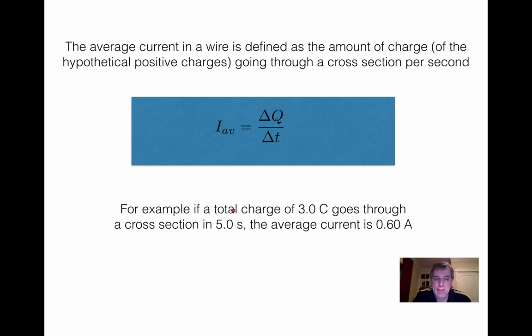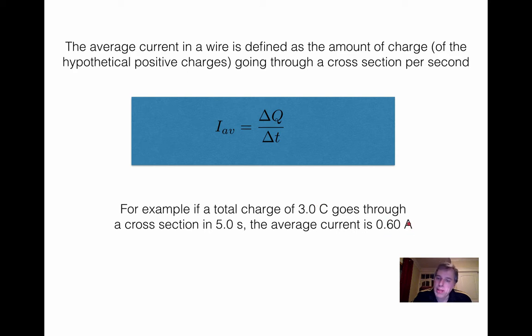That's very, very easy. If a total charge of 3 Coulomb goes through a cross section of a wire in 5 seconds, what is the average current? Well, delta Q, that's the amount of charge, so it's 3 Coulomb here. It took 5 seconds to get through the cross section, so delta T is 5 seconds. So the average current is 3 Coulomb divided by 5 seconds, so it gives 0.6 Coulomb per second, which we know is the same as 0.6 ampere.